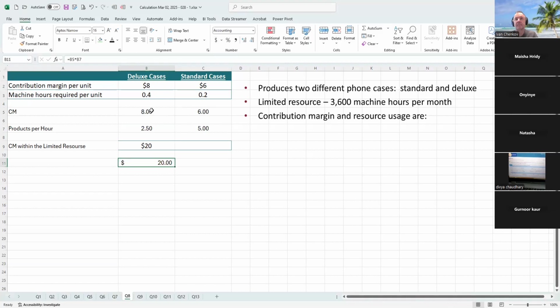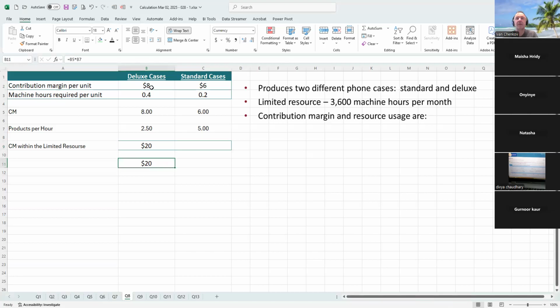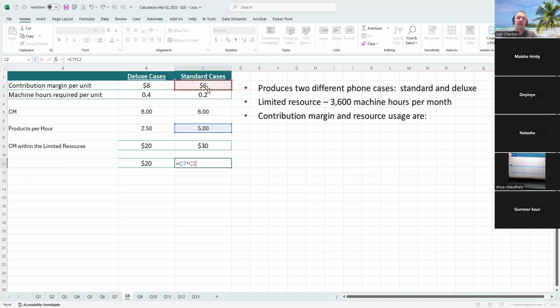Now here, it doesn't matter how you get the number. Are you going to get the number by simply contribution margin per unit divided by the machine hours for 1 unit, or are you going to find out how many products you can produce in 1 hour, and then contribution margin per product times number of products? It's the same. In one case you get it from contribution margin per unit divided by the time you need to produce 1 unit, $30, or you get how much you can produce per hour and get the same number. 5 times 6 gives you exactly the same.